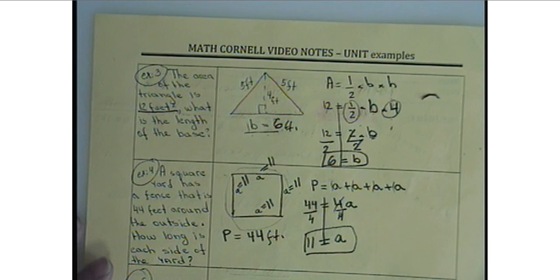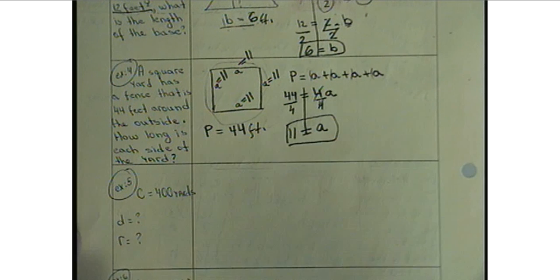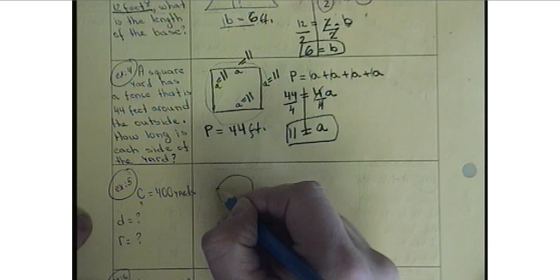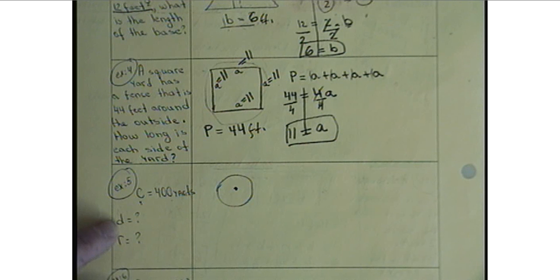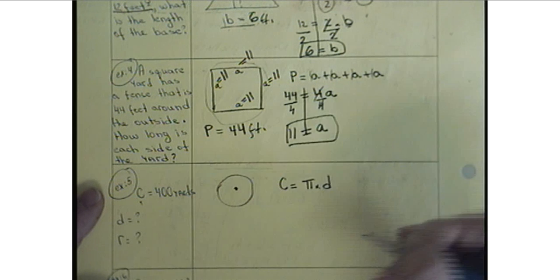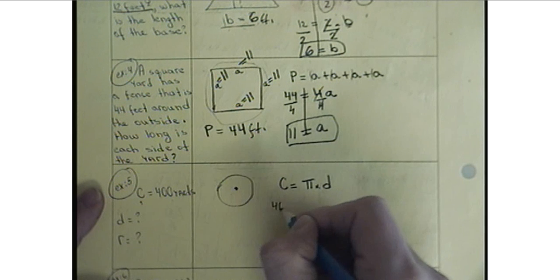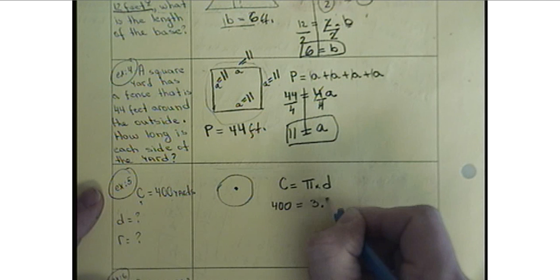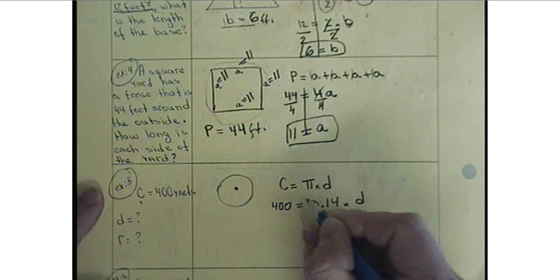Okay, let's take a look at another example here. If you are given the circumference of a circle, so when you're given circumference, always think about a circle. The circumference is equal to 400 yards. The question is, what is the diameter equal to? Well, the circumference formula is pi times d, right? If we know the circumference is 400 and pi is 3.14 times d, how do we get d?